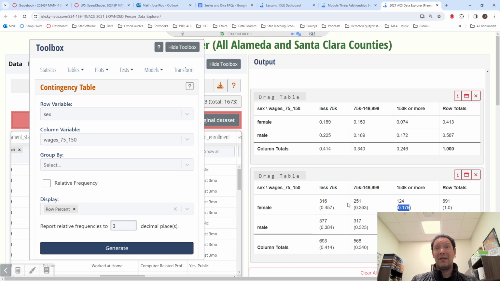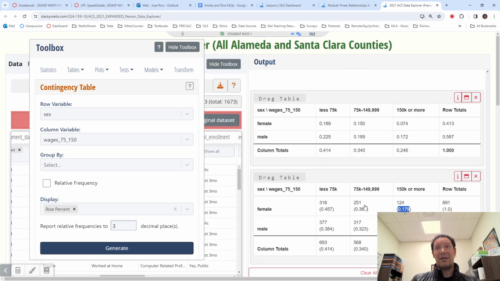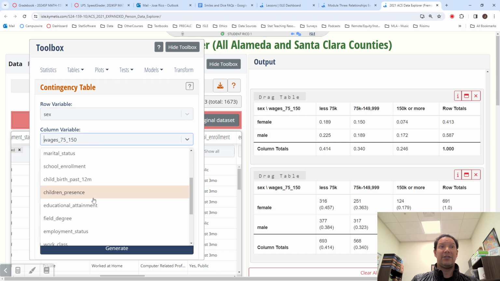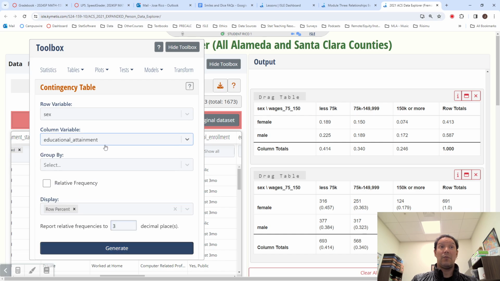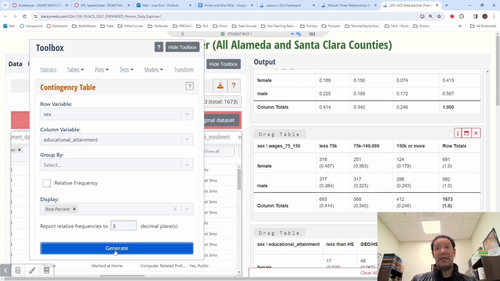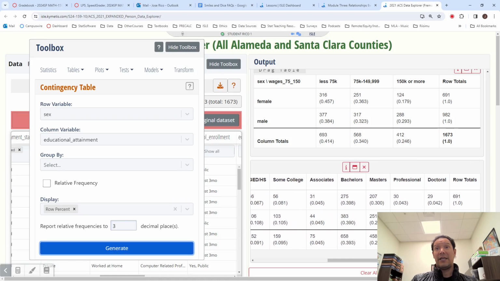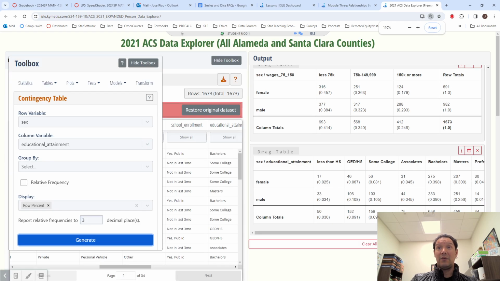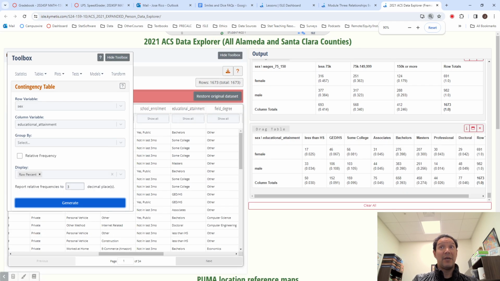So that gets me my information, my bar chart, and my table. The second question asked us to do the same thing, but instead look at educational attainment. So I'm just going to replace wages with educational attainment and generate this, and I get the educational attainment view.